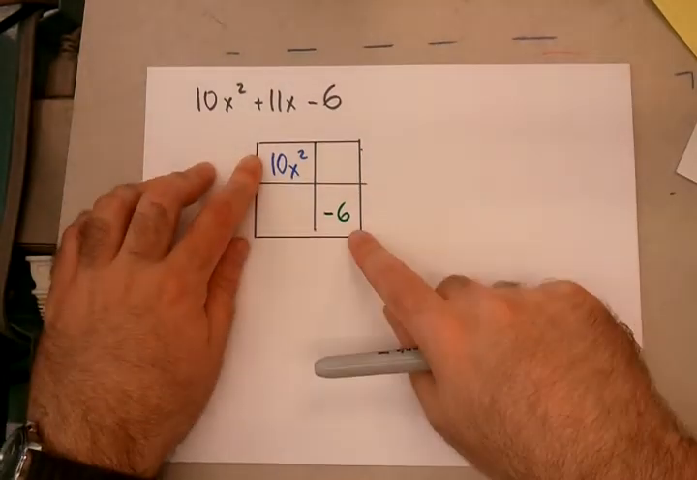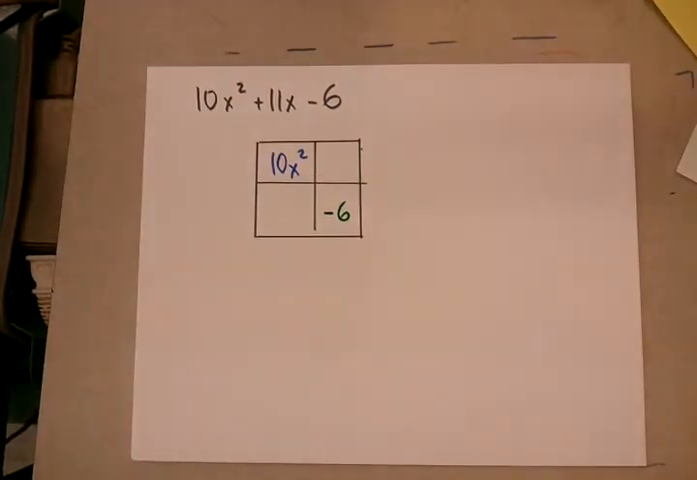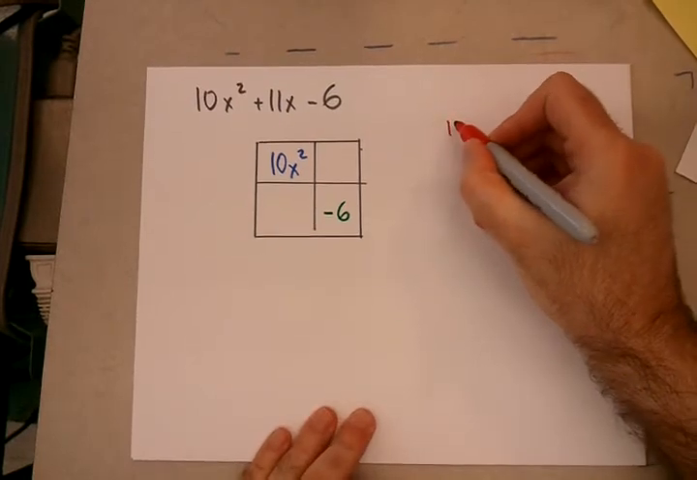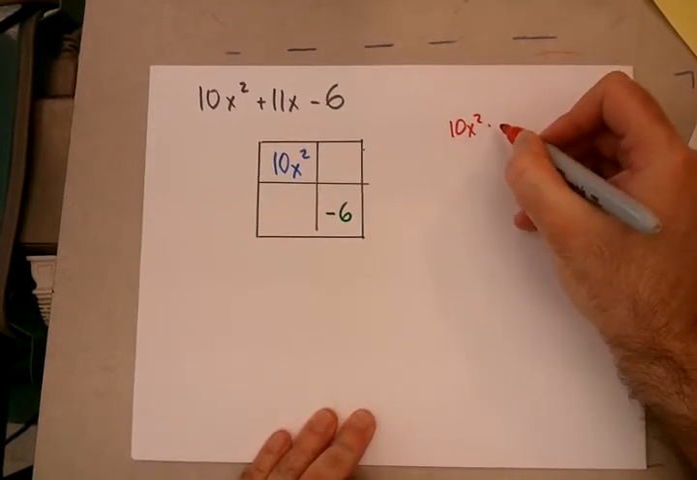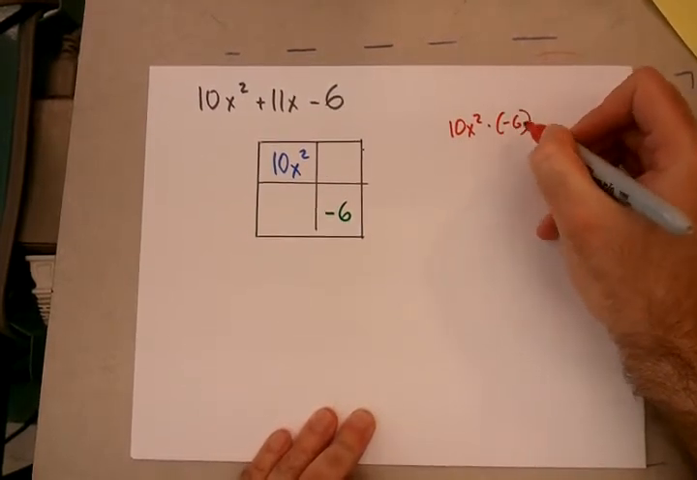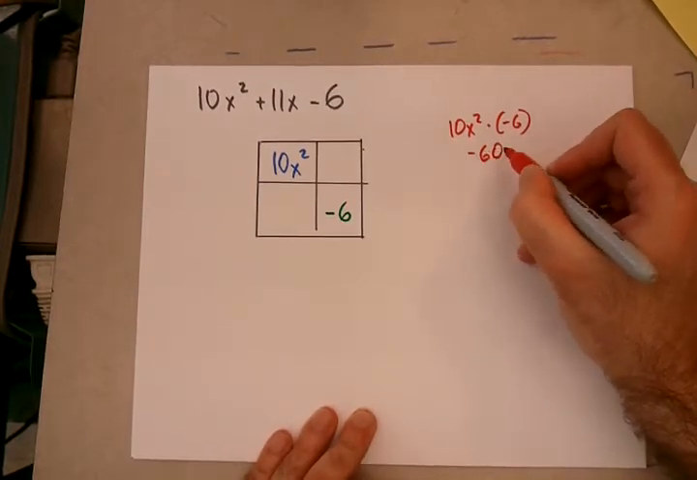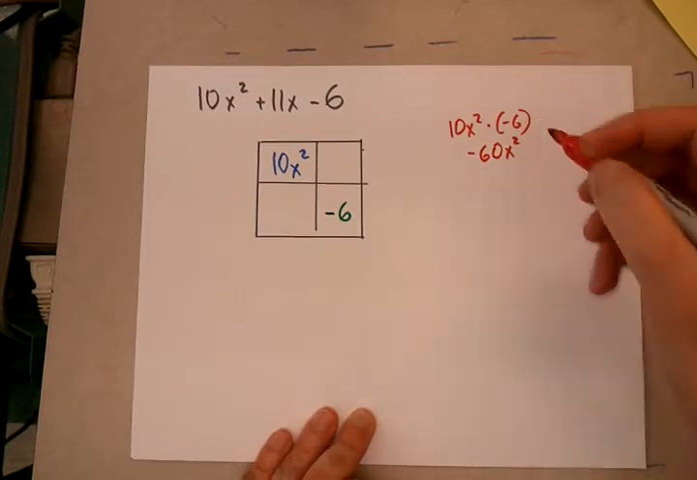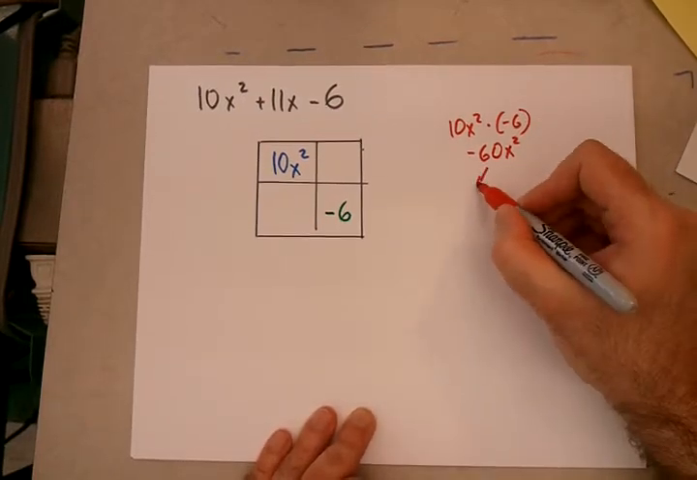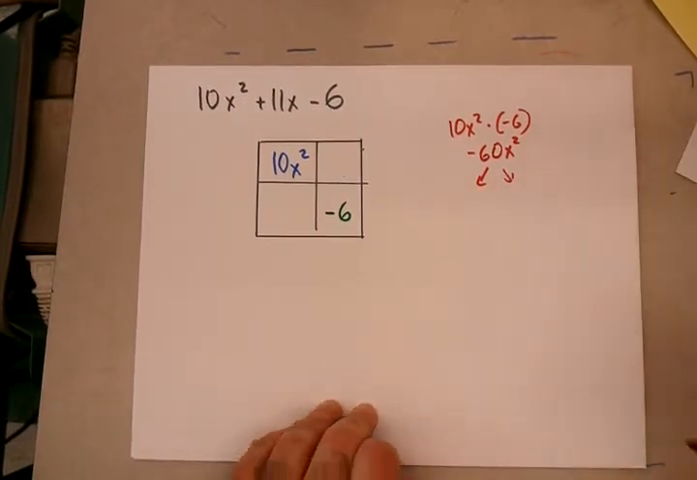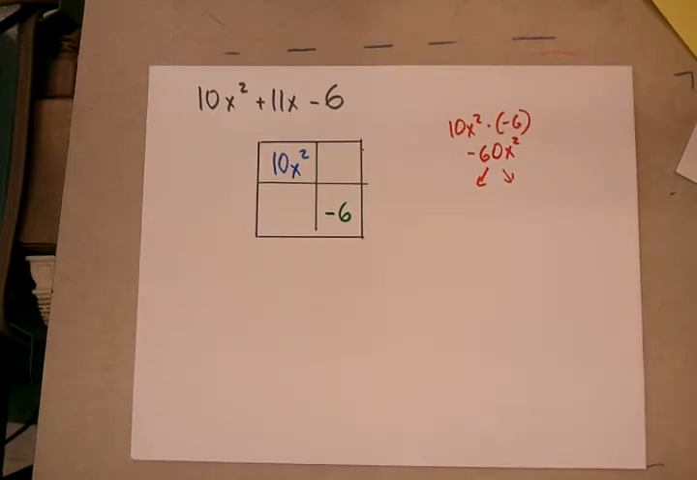Well, first of all, we're going to multiply the 10x squared and negative 6. And that's going to give us a negative 60x squared. Then you're going to list all the multiplicatives of negative 60x squared. What times what can get you negative 60x squared?